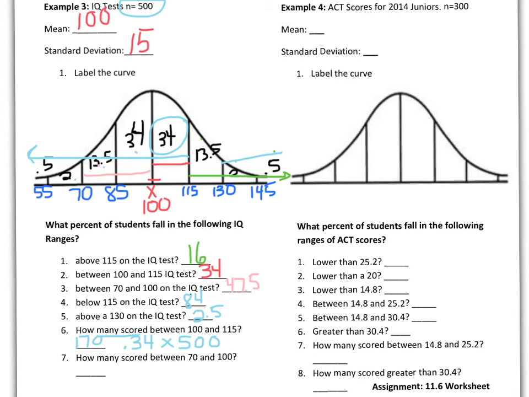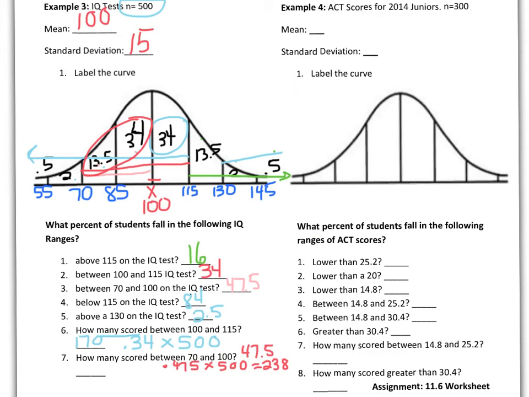Last, we want the people who scored between 70 and 100. Well, when we look at those people, from there to there, that red line, it'd be 13.5 and 34. So that was 47.5% of the people. Well, we need to figure out what percent of 500 is 47.5. So we'll change that to a decimal, 0.475, multiply it by 500, and we will get a decimal. We're going to get 237.5, but let's just round it up so it makes sense. Let's just round it up to 238.